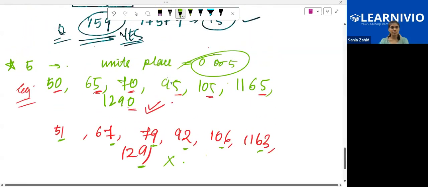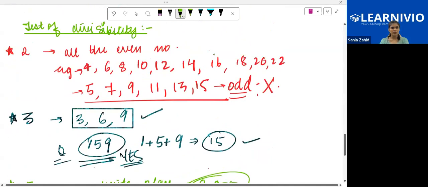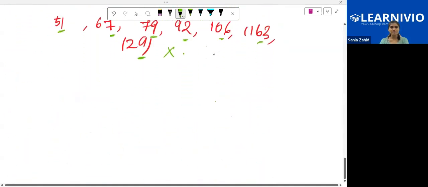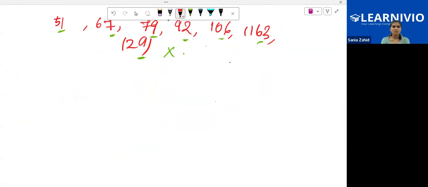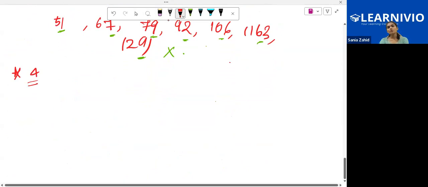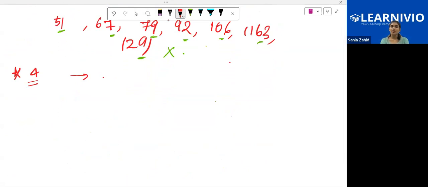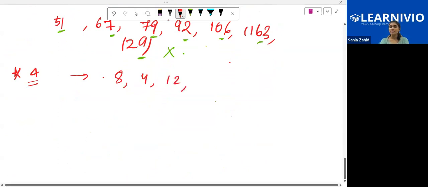I did not tell you for 4, did I? 2, 3, and 4. 4 is left. I'll tell you for 4 as well. For 4, for a 1 digit and 2 digit number, you can simply check by dividing the number. Like if you have 8, 4, 12, 32, you can just simply divide these numbers and check.